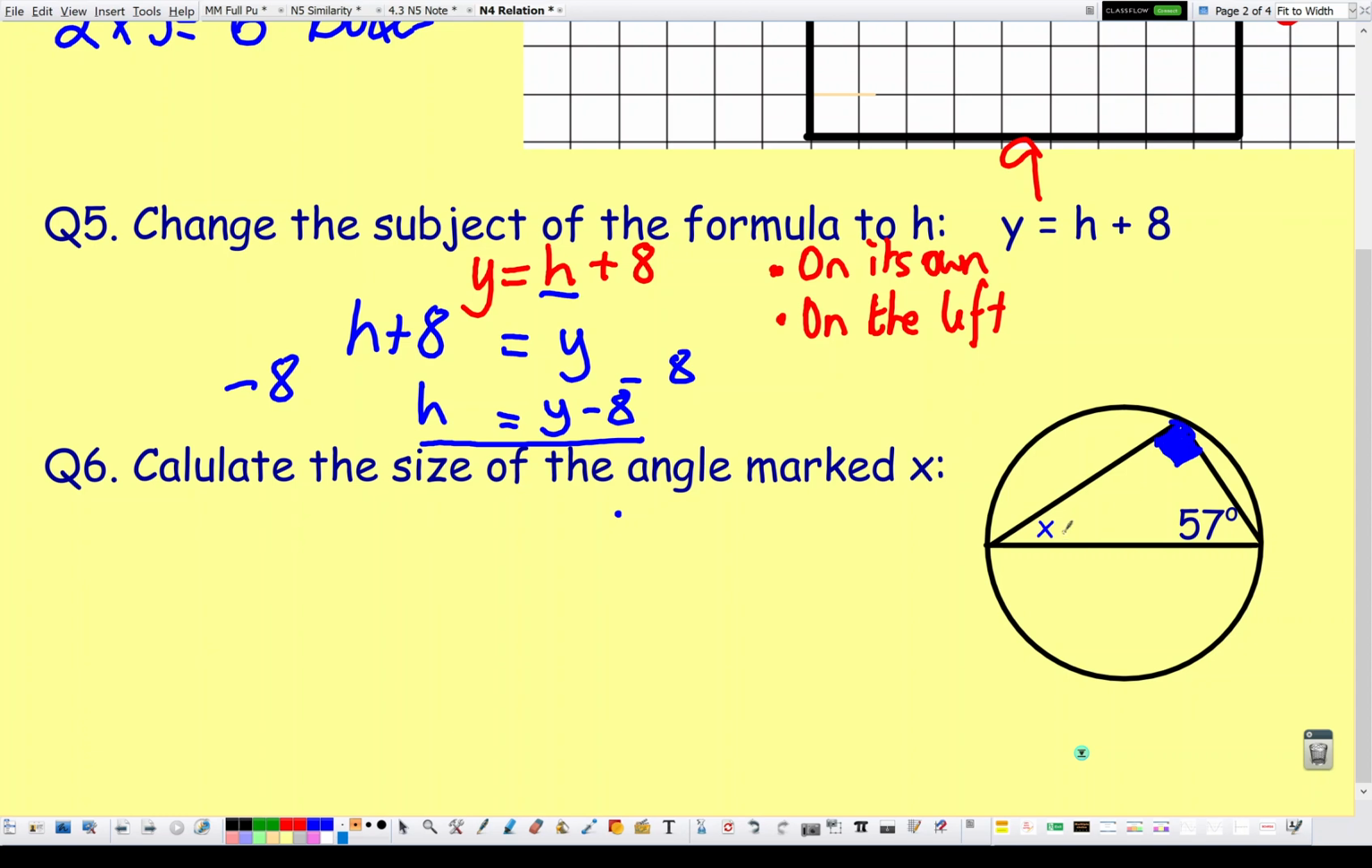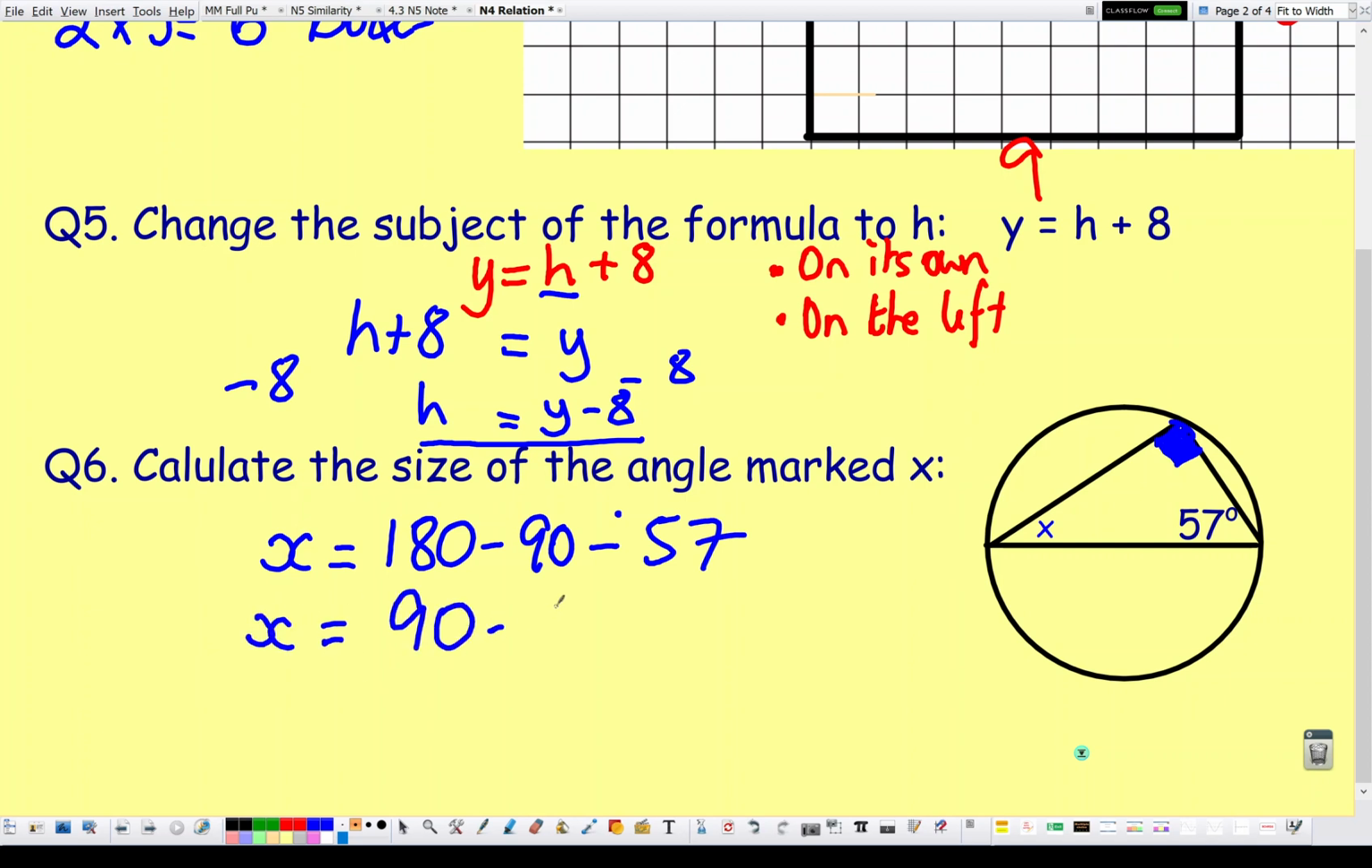So to find our missing angle, well, we know that the other rule we need is that the three angles in a triangle add up to 180. So to get x, we just do 180 minus the 90 minus the other angle as well. So that is just 90 minus 57.